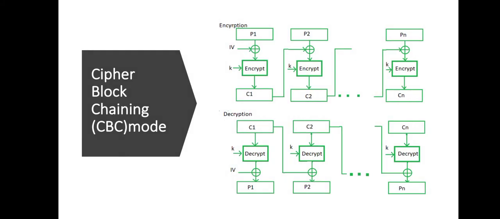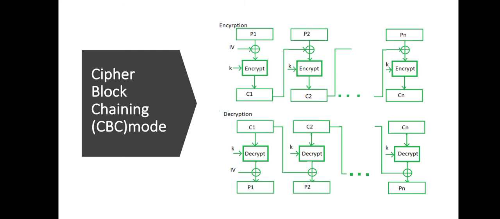Here we are taking plain text and performing XOR with the new thing, that is the initialization vector. Then we do encryption with the key. Then we get the ciphertext. Here we are using the initialization vector, which is a random thing. And we are taking the first block of ciphertext as an input for XORing with the plain text of the second block. Then we perform encryption with the key, and then we get the ciphertext, and so on. We perform this again and again.